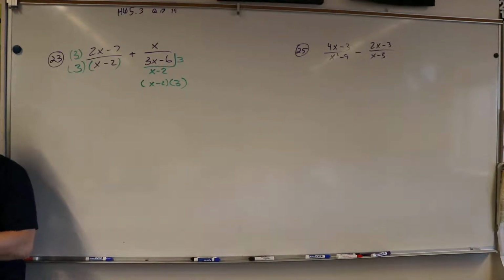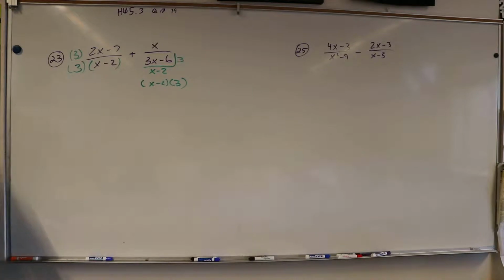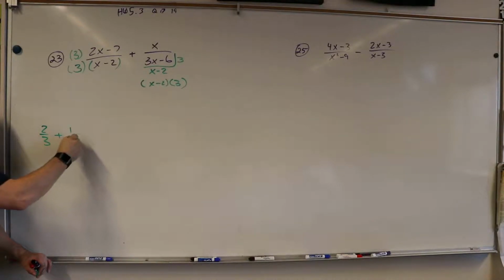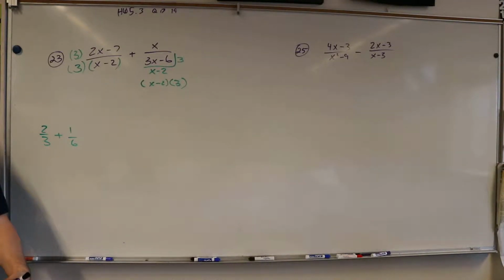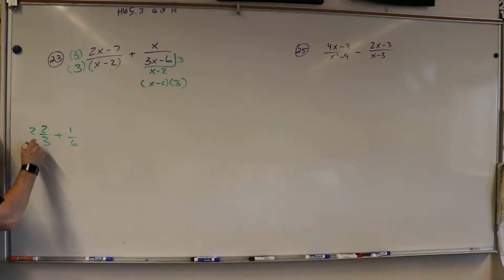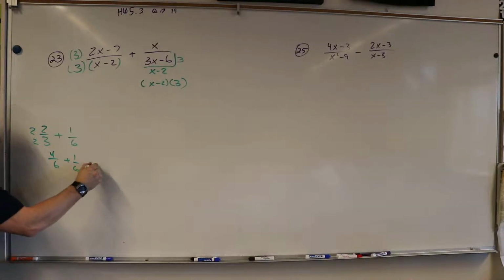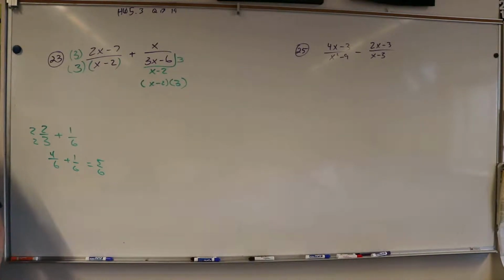So a lot of times you do have to multiply both sides, but sometimes you don't. It's kind of like with those fractions they give you like 2/3 plus 1/6, right? I only have to multiply this side by 2 in order to get 4/6 plus 1/6 equals 5/6. It's the same thing, but with more stuff. Does that make sense? Cool?